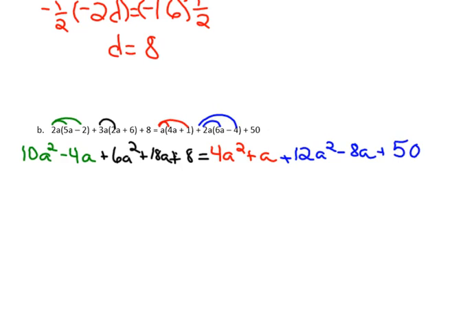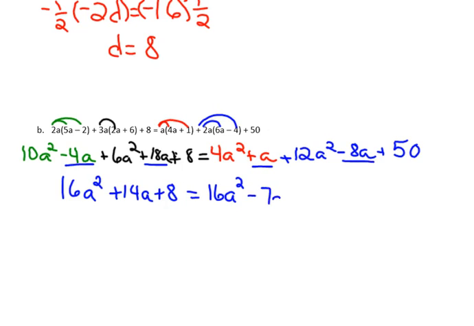Now I'm going to combine my like terms. So I have 10A squared and 6A squared, which should give me 16A squared. I have negative 4A and 18A, which is going to give me 14A. Keep the plus 8. Over here, I have 4A squared, 12A squared, 16A squared. I have A and negative 8A, which is minus 7A, and I keep the 50.